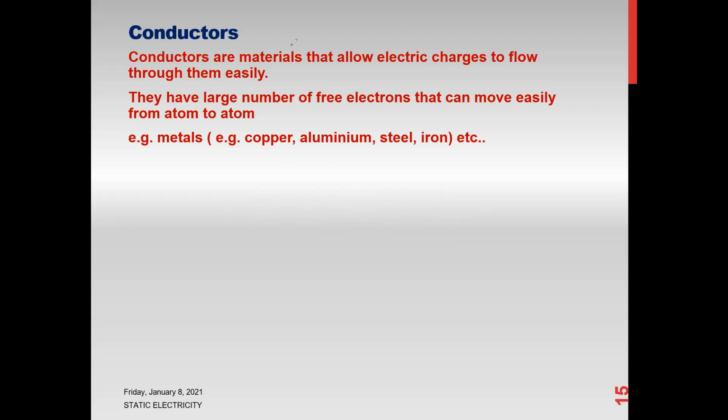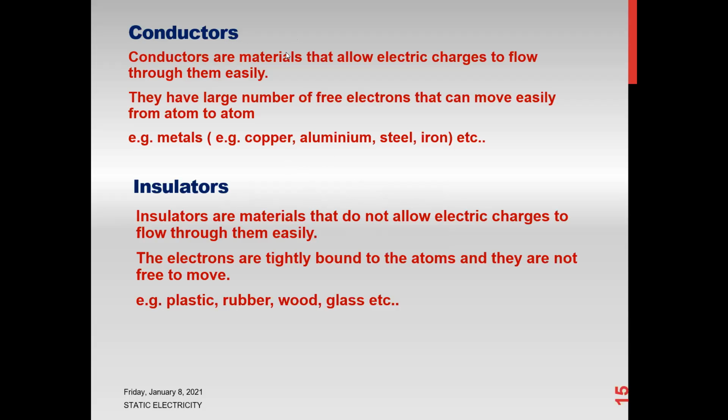But what happens if an electron enters from one end but is not able to go out from the other end and remains at the surface? If the electron is here, it can just stop at the surface, not able to pass through. We call that material an insulator.